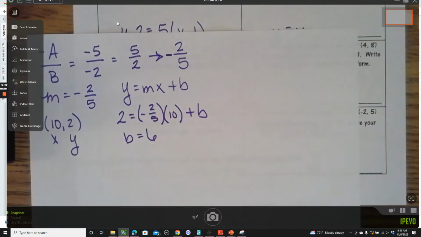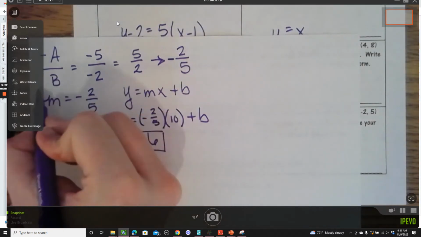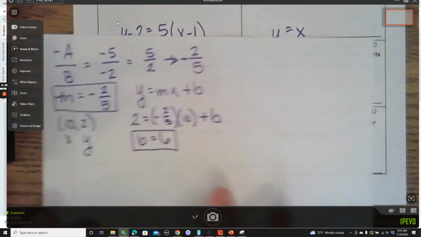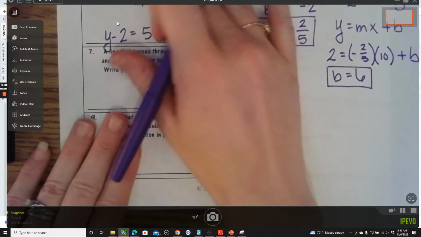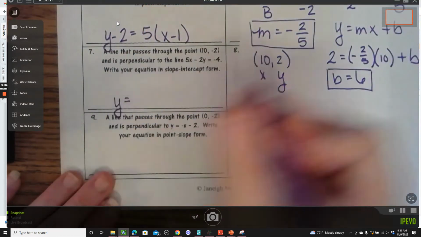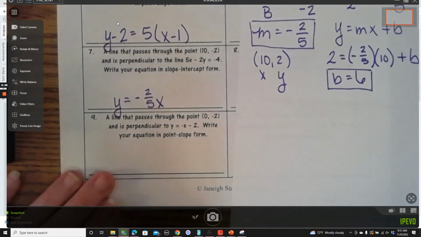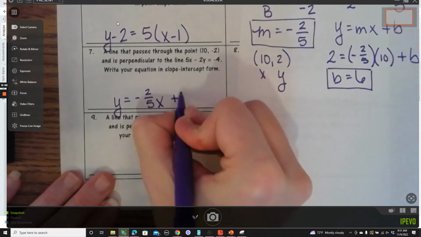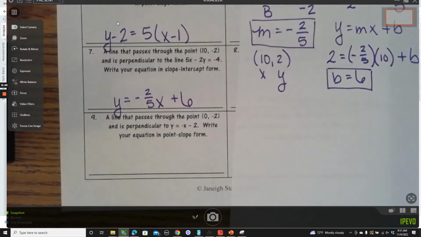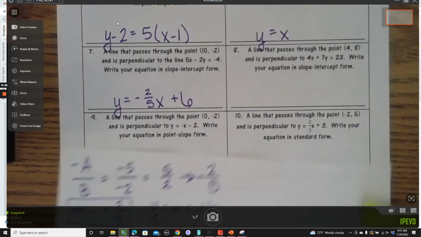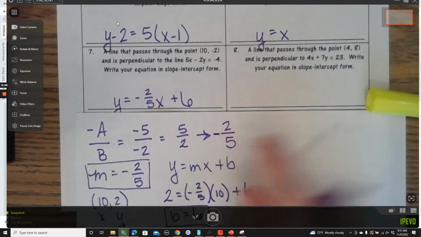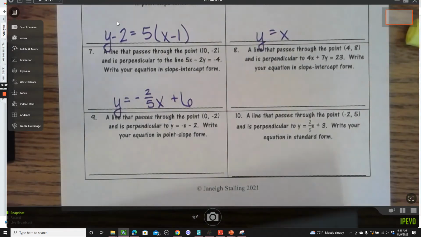And those are the two pieces that I need to write that equation in slope-intercept form. I need the b value and the m value. So y equals, m comes first, tack on the x, the y-intercept or the b is at the end. Number 7 is identical to that one. Exact same process. And it's perpendicular, so just make sure that you're starting off with your right slope.